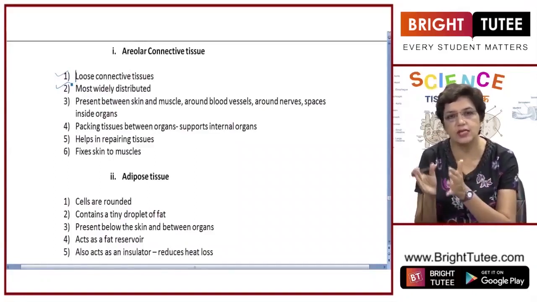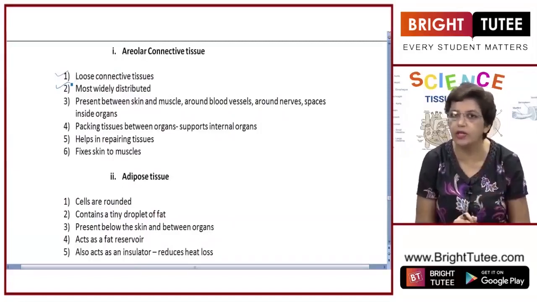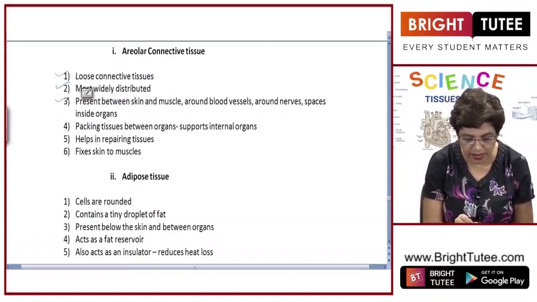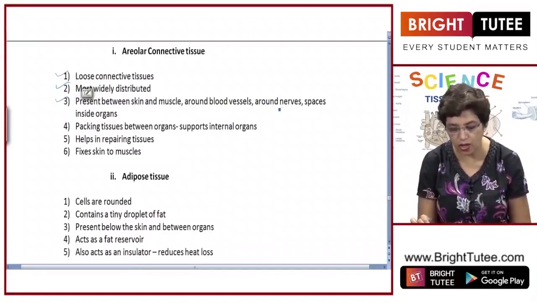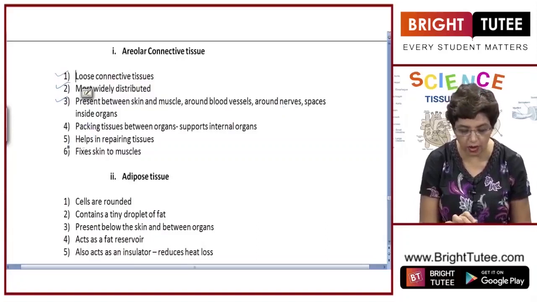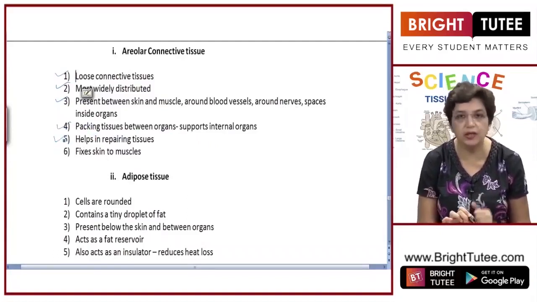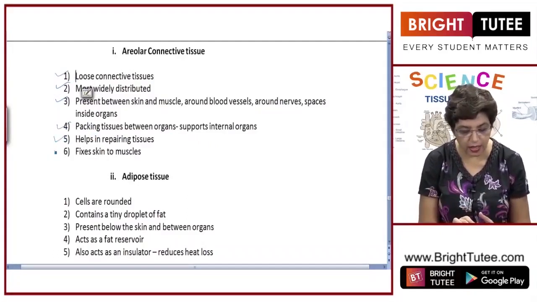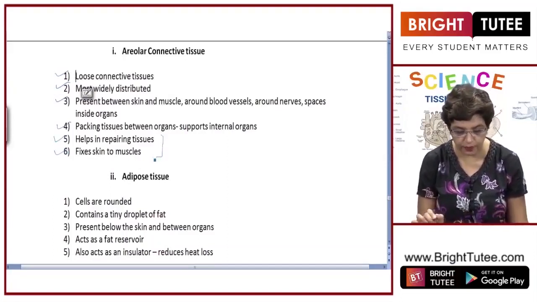So wherever there is a space between the organs or in between two organs, it is filled up with the areolar tissue. It is present between the skin and the muscles, around the blood vessels, around nerves and spaces inside the organs. It is a packaging tissue between organs, so it supports the internal organs. It helps in the repairing of the tissues and it fixes the skin to the muscles. So these are the functions.